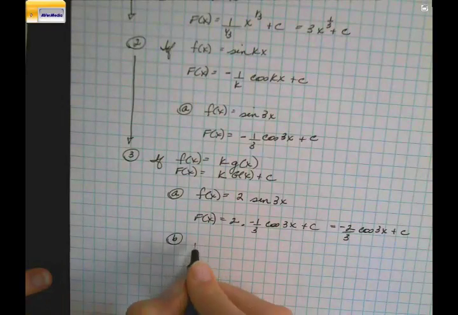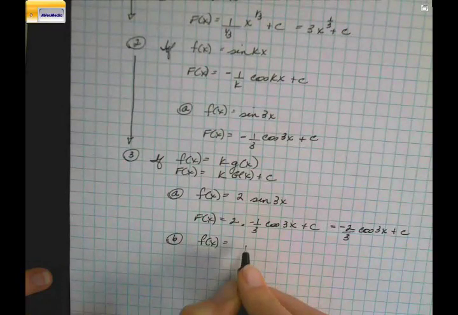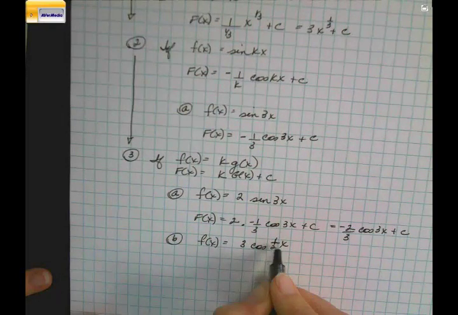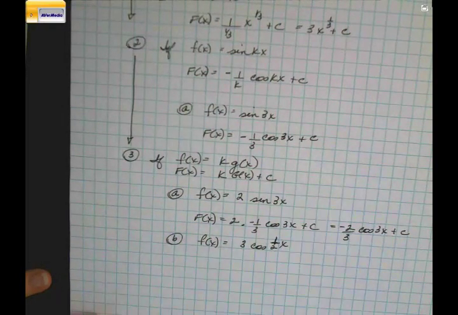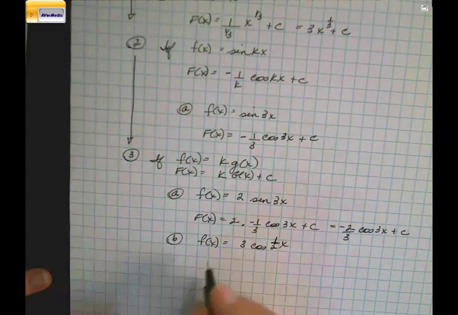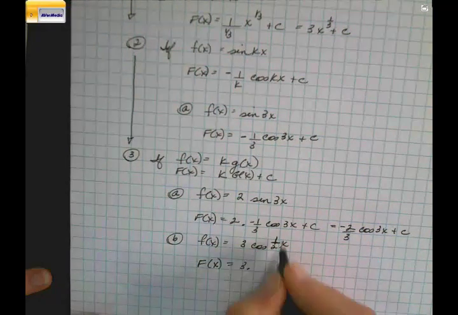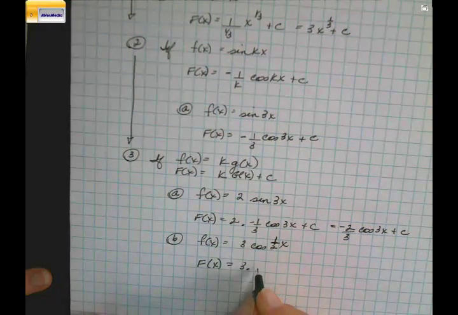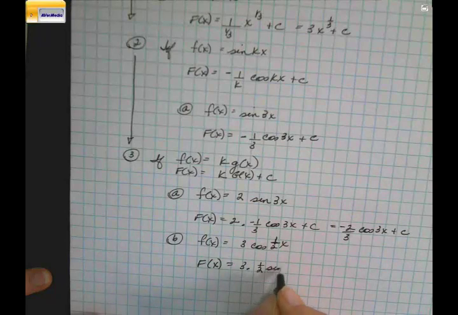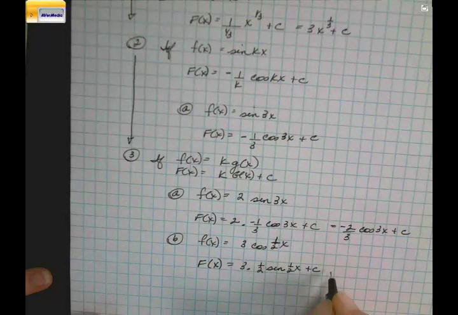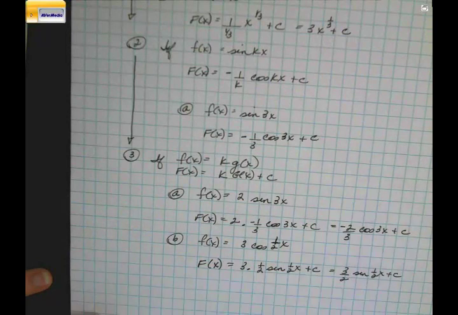We could do another simple one like that. Suppose your original function is 3 cosine of 1/2 x. What is the antiderivative of cosine, you think? Positive sine, right? The derivative of sine is positive cosine. Okay, so it's positive. So it's 3, but you've got to have the k, which is going to be 1 over 1/2, sine of 1/2 x plus c. So it's 3/2 sine 1/2 x plus c.